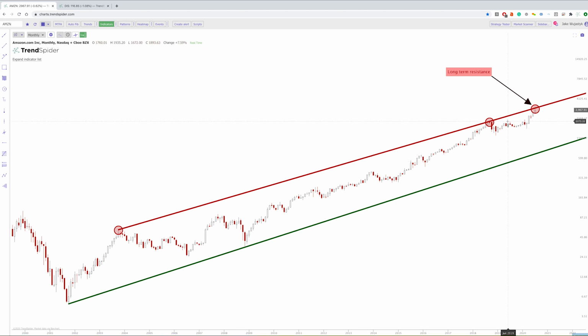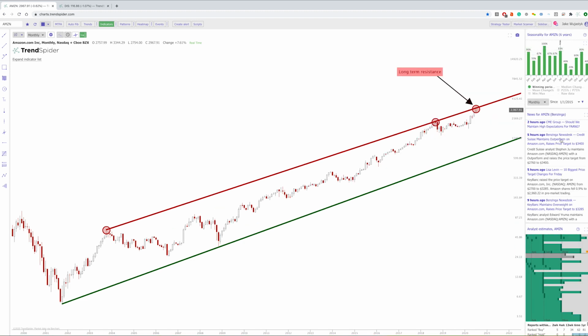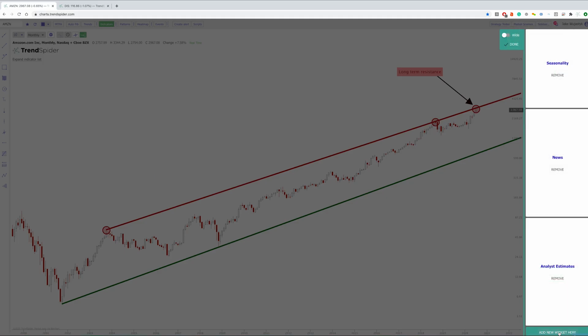Starting off, if we want to look at anything regarding seasonality, analyst estimates, news, anything, that's going to be at the top right here in the sidebar. When I click sidebar, I have the ability to show the sidebar, and you'll see all of these different things pop up. Now these are things that I've already pulled up, so if you are new to the platform and looking how to pull these up, you would simply go to add or remove widgets, click that button, and then you're able to add pretty much anything from here.